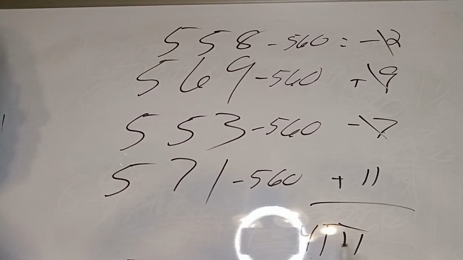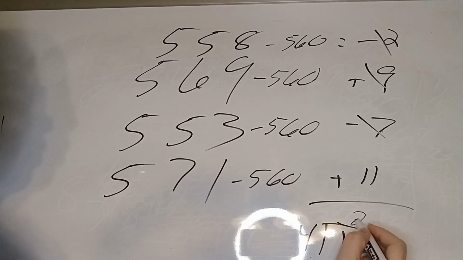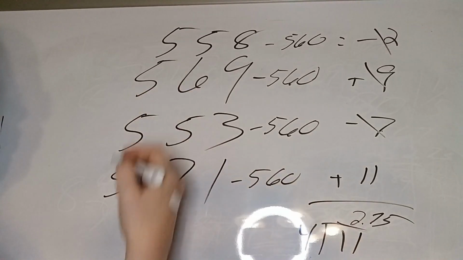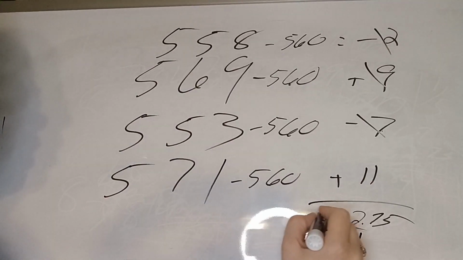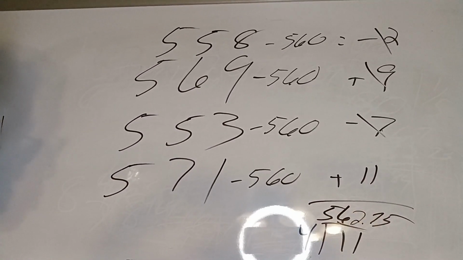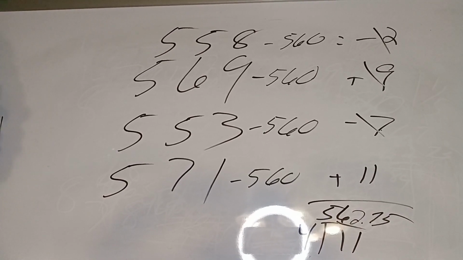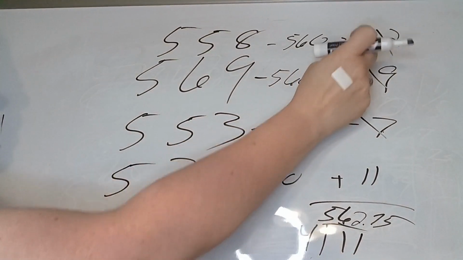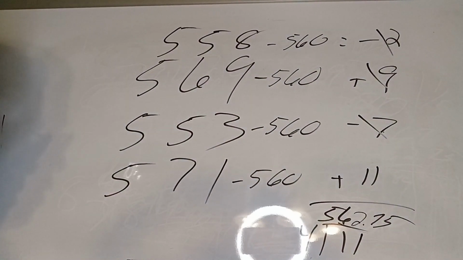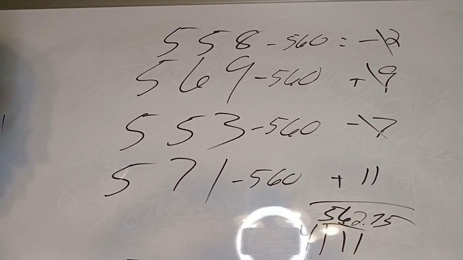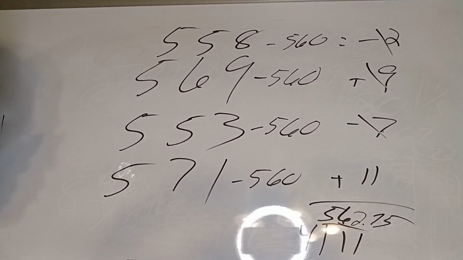All right, that gives us 2.75. And then we add the 560 back in, and we get 562.75, which is the same thing. The only difference is that this one we have negative numbers involved. But it does mean that our total here is smaller.